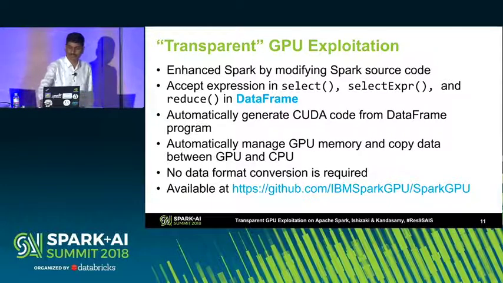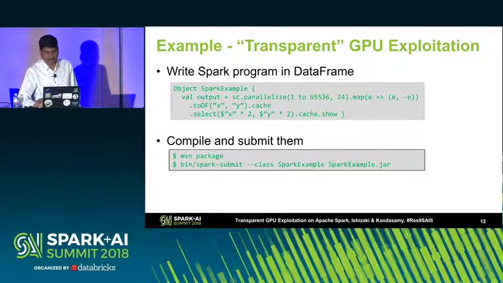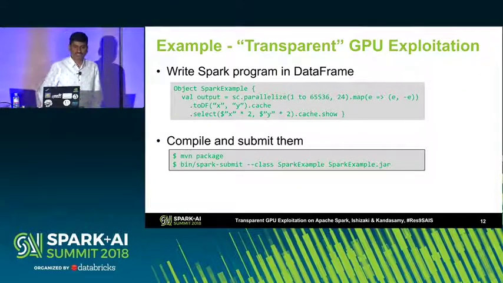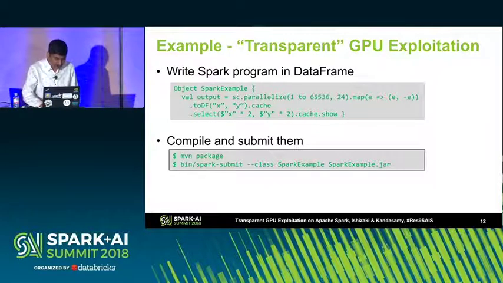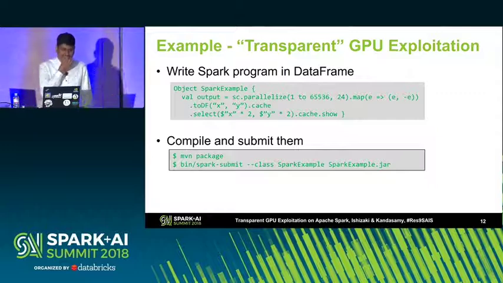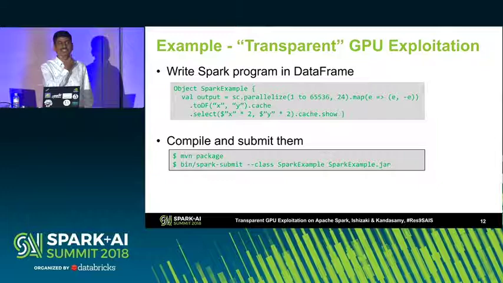You can download it. Obviously it also takes care of all the complexity I was mentioning, in addition to generating this CUDA code. So the three-step process became just two steps. You write your DataFrame program. Here you use select, and you do a multiplication of 2 in the regular way. And then when you compile and submit it, everything will be taken care of internally for you. Now this multiplication will be executed on the GPU.